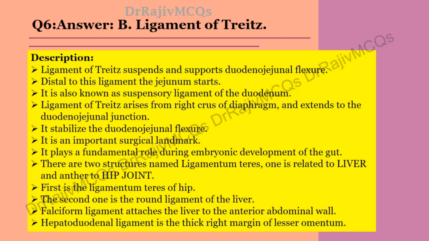The hepatoduodenal ligament of option D is the thickened free right margin of the lesser omentum. It connects the porta hepatis of the liver to the upper border of the first part of the duodenum. Structures of the portal triad, namely hepatic artery proper, common bile duct and portal vein, run through its free edge to reach the liver.